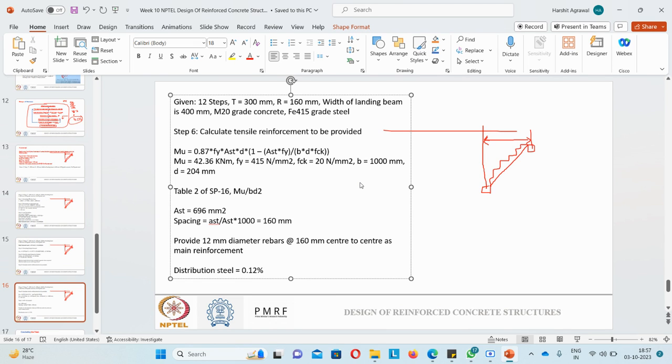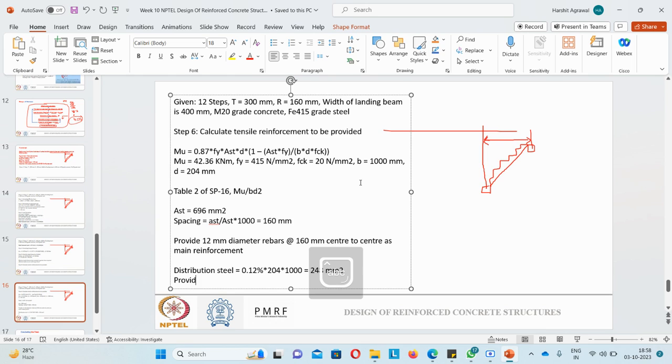So 0.12% of B is my 204 times 1000. So it will come out to be roughly around 240, or I will say 248 mm square per meter. Okay, this is per meter, I won't write per meter, so you can understand we are designing per meter.